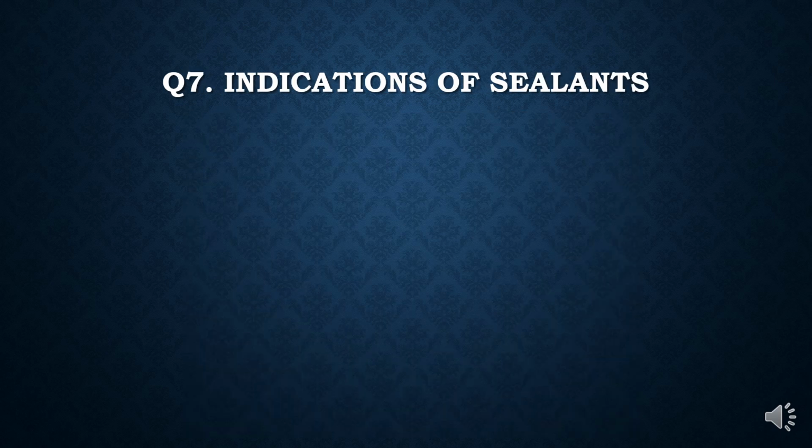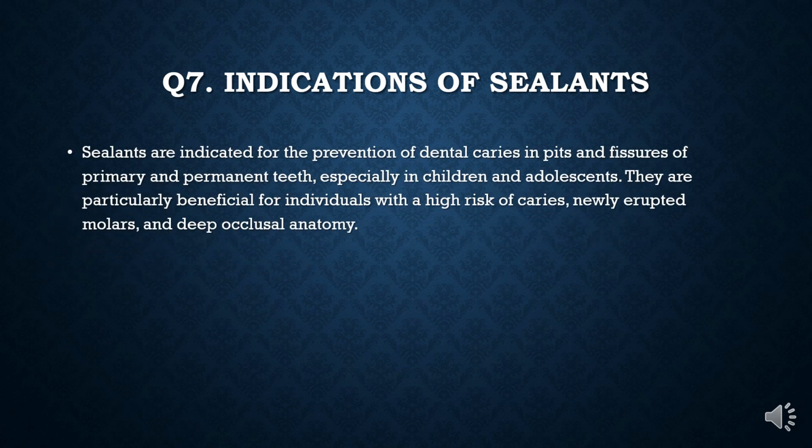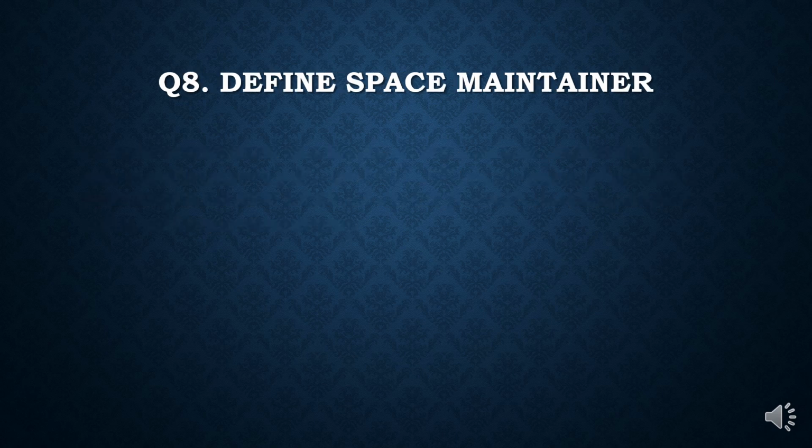Question number 7 is indications of sealants. Sealants are indicated for the prevention of dental caries in pits and fissures of primary and permanent teeth, especially in children and adolescents. They are particularly beneficial for individuals with a high risk of caries, newly erupted molars, and deep occlusal anatomy. Question number 8 is define space maintainer. According to Boucher, it is a fixed or removable appliance designed to preserve the space created by the premature loss of a primary tooth or a group of teeth.